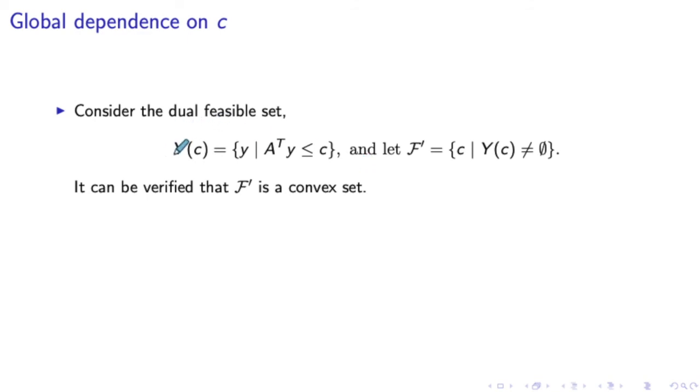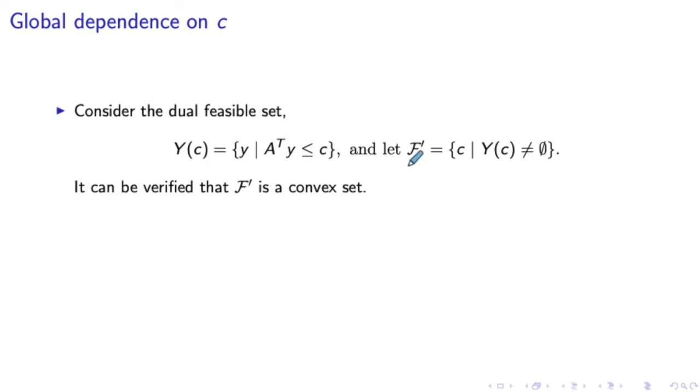In this case, the dual feasible set will depend on the value of this parameter c, which is the coefficient in the objective, right? So recall that when we are looking at the global dependence on b, then the change in b would modify the feasible region for the primal problem, but the feasible region for the dual wouldn't be affected. So when we are looking at the global dependence on c, it's the opposite. The primal feasible region remains unchanged, but the dual feasible region does change.